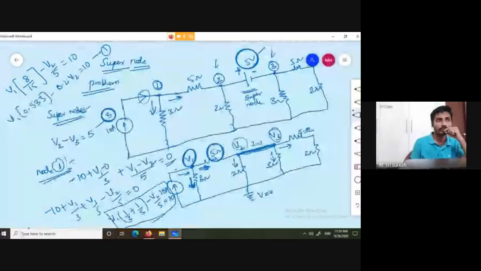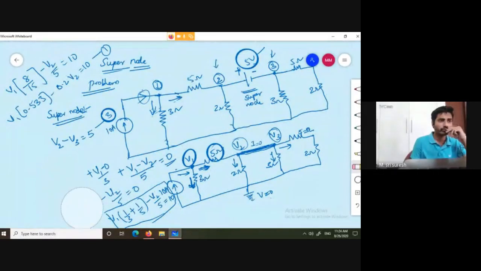So can I erase this up to here? Any doubts up to here? Yes, sir. No doubt, sir. Okay. So I am erasing this first node equation.